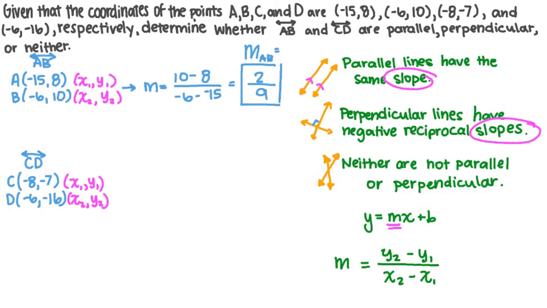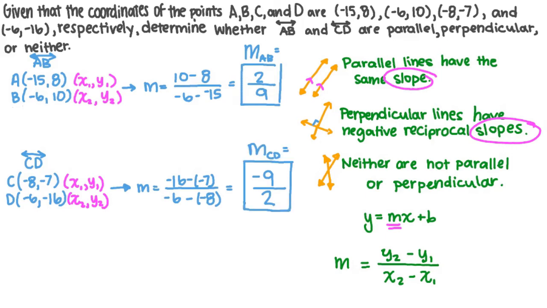Let C be x1, y1, and D be x2, y2, and we'll get m equals negative 16 minus negative 7 over negative 6 minus negative 8. Negative 16 minus negative 7 is negative 16 plus 7, which is negative 9. Negative 6 minus negative 8 is negative 6 plus 8, which is 2. The slope of line CD is then negative 9 over 2.